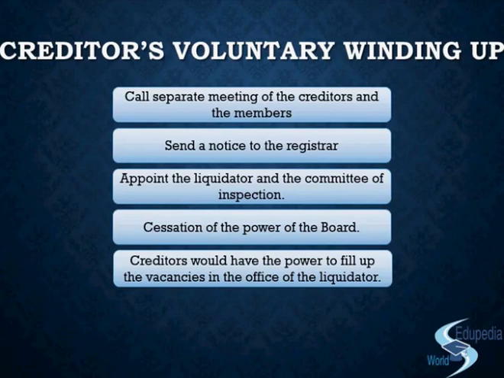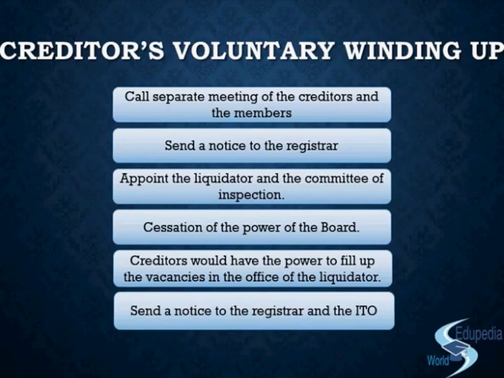Because as a thumb rule, whoever appointed the person who vacated the office will have the authority to appoint a new person in the same office. So if the creditors appointed a liquidator, the creditors will appoint the new liquidator. If the court had appointed that liquidator, the court will appoint the new liquidator. Thumb rule, right? Then at last we saw that the liquidator had to send a notice to the registrar and the ITO, 30 days for both of them, the registrar as well as the income tax officer.